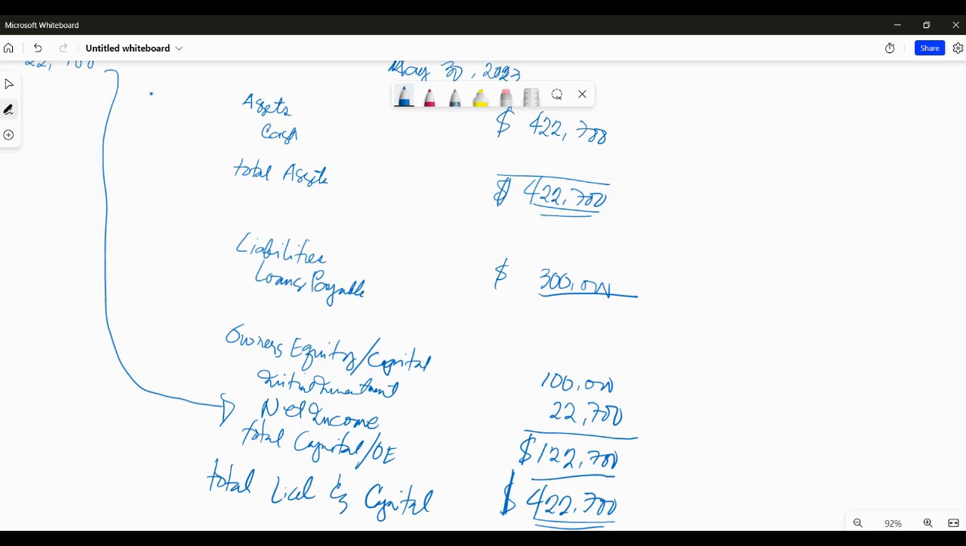So as you can see, the accounting equation is assets equals liabilities plus capital. The balance sheet that we prepared is the vertical version of the accounting equation. We can also prepare the balance sheet horizontally following the accounting equation. So that is all about the accounting equation and its relationship to the double entry bookkeeping system and the balance sheet.